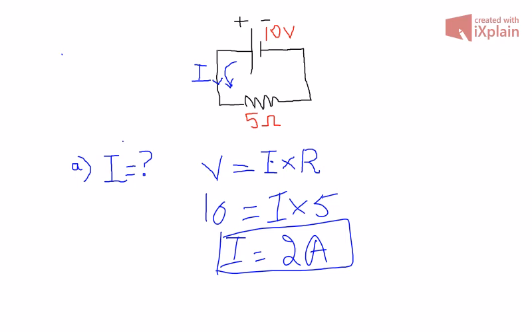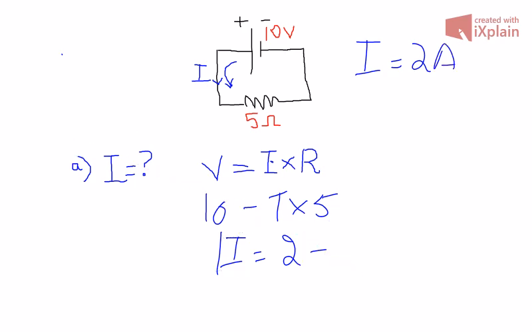The first question they're going to ask you in Science Olympiad is, what is the current? And current can simply be solved by V equals IR. And since we know the voltage, we know the resistance, current is equal to 2 amps. Okay, so let's just put that down. I equals 2 amps. And let's go to our next step that is going to be asked in Science Olympiad.